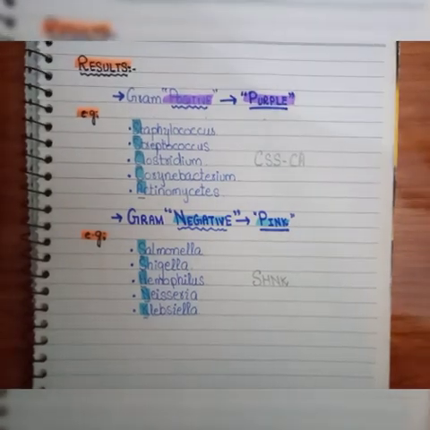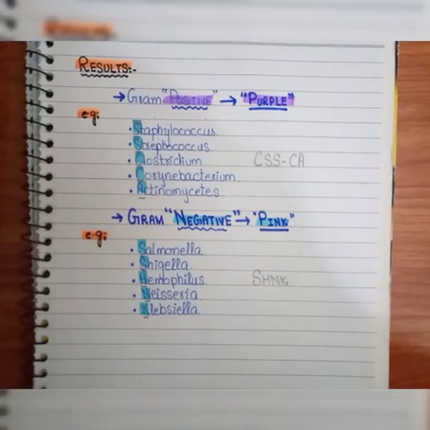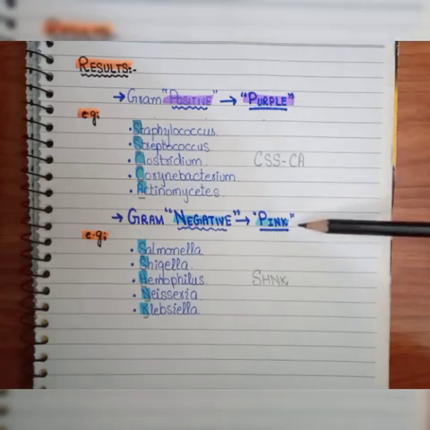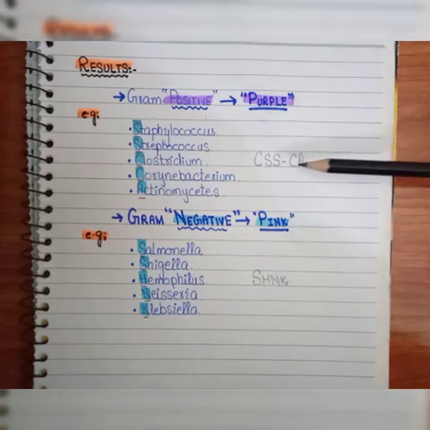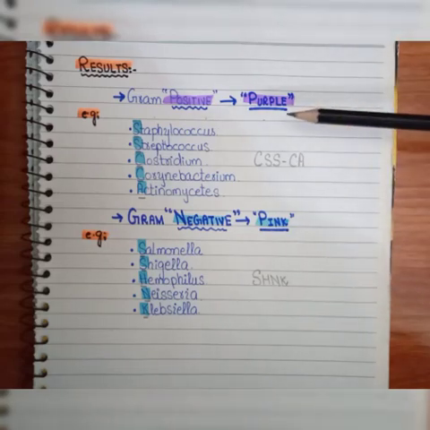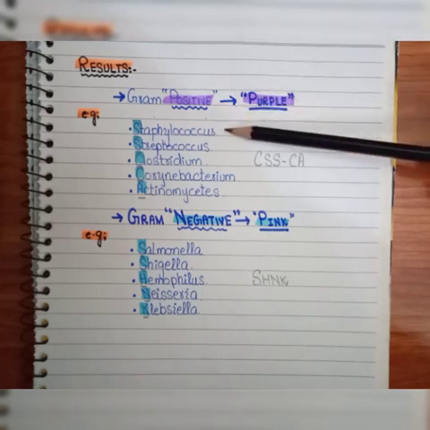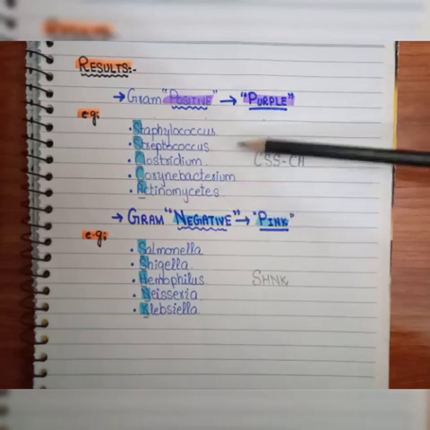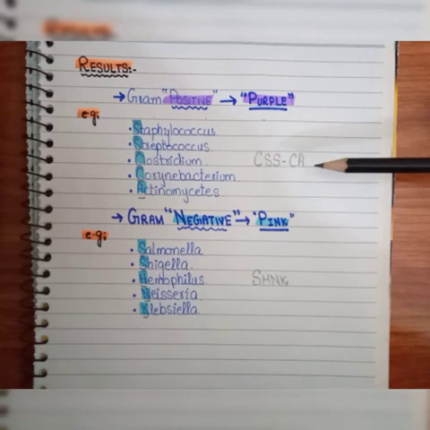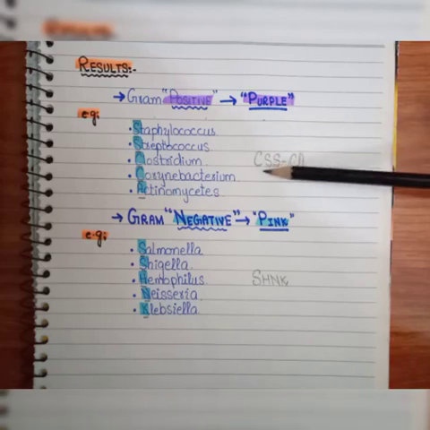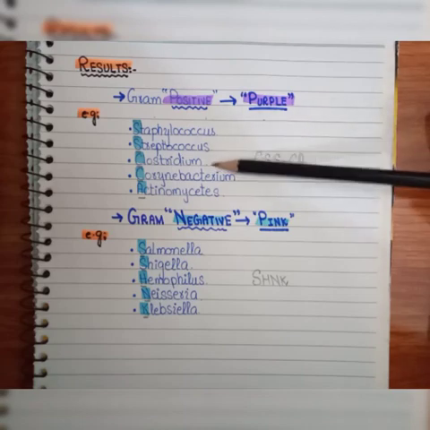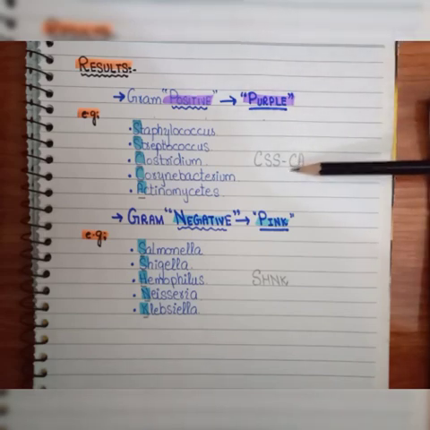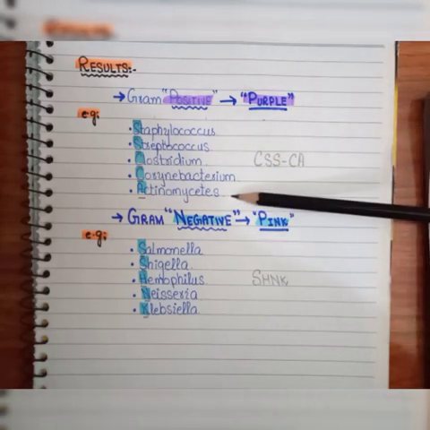So at the end, when you observe your slide in a microscope, you will see the gram positive bacteria appear as purple, while the gram negative bacteria appear as pink or red. And here we have some examples of gram positive and gram negative bacteria. Gram positive bacteria are Staphylococcus, Streptococcus, Clostridium, Corynebacterium, and Actinomycetes. And by this mnemonic, you can easily remember them, that is CSS CA. C for Clostridium, S for Streptococcus, another S for Staphylococcus, C for Corynebacterium, A for Actinomycetes.